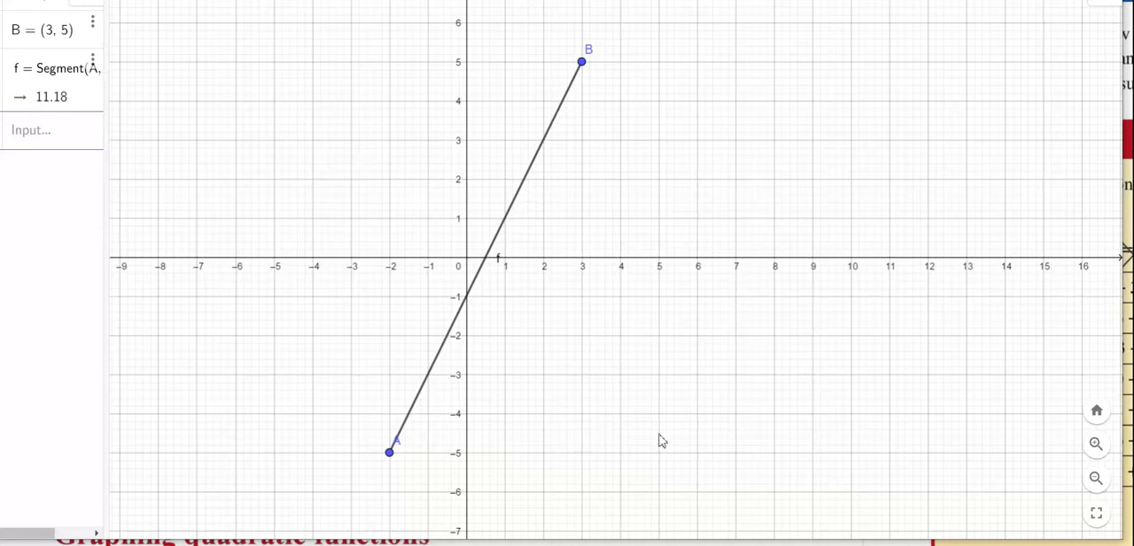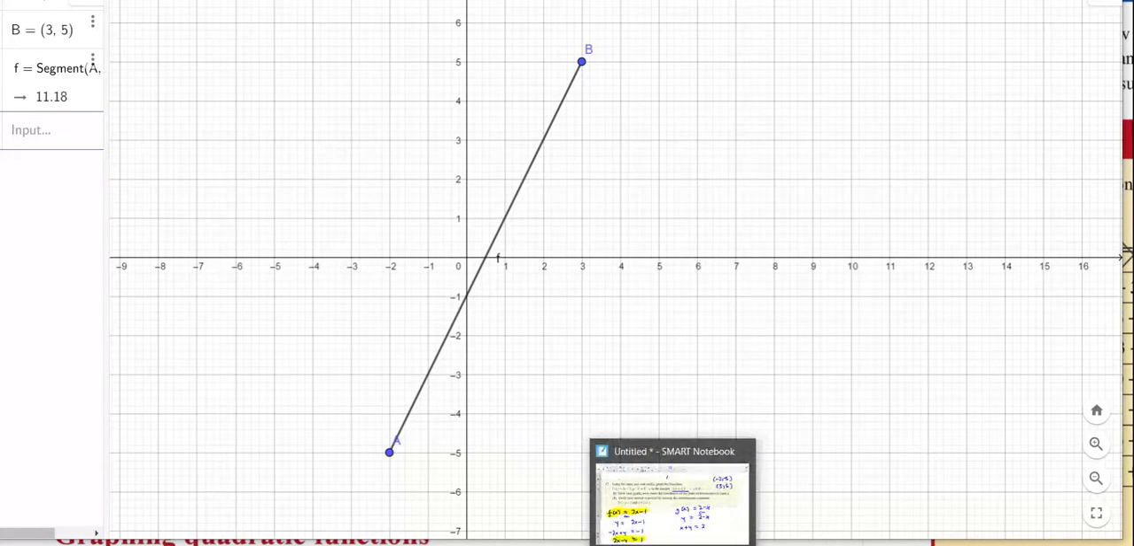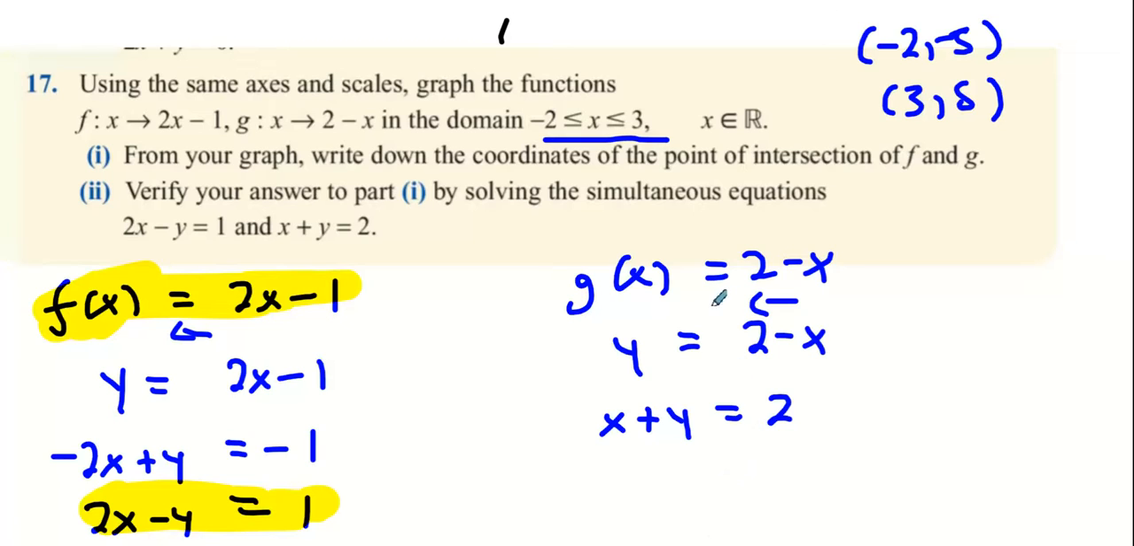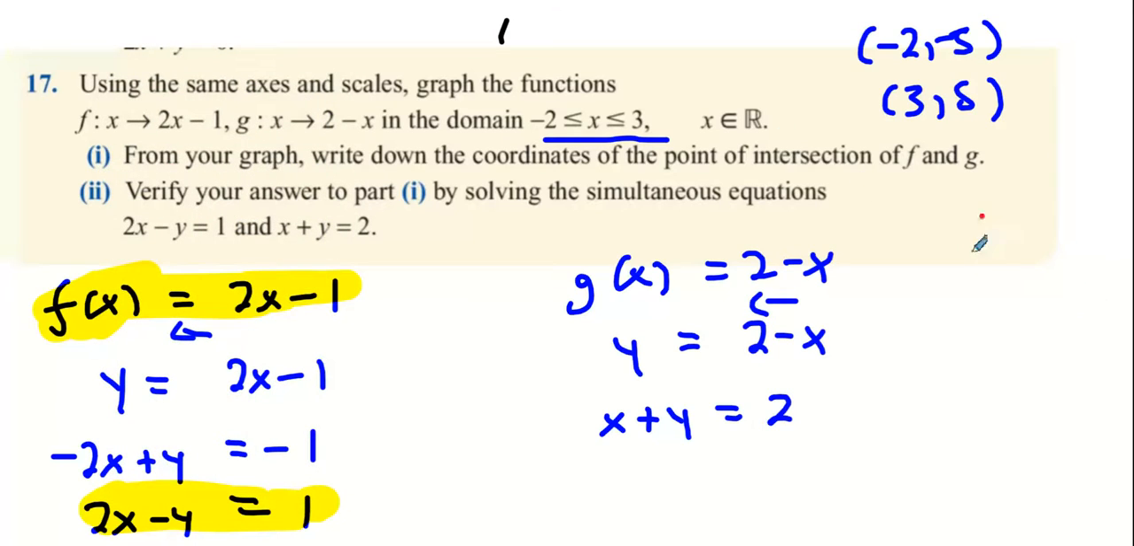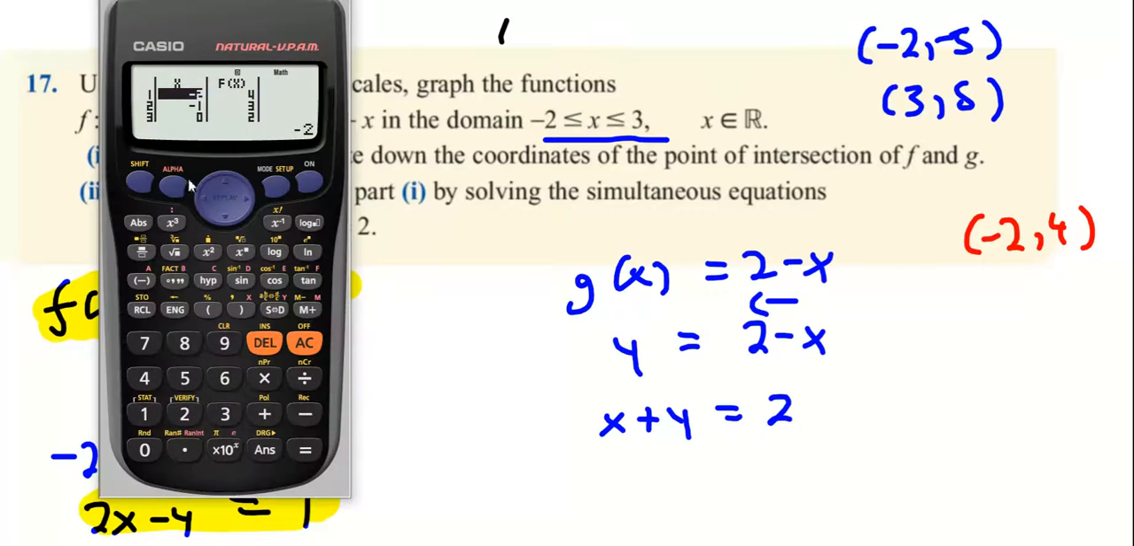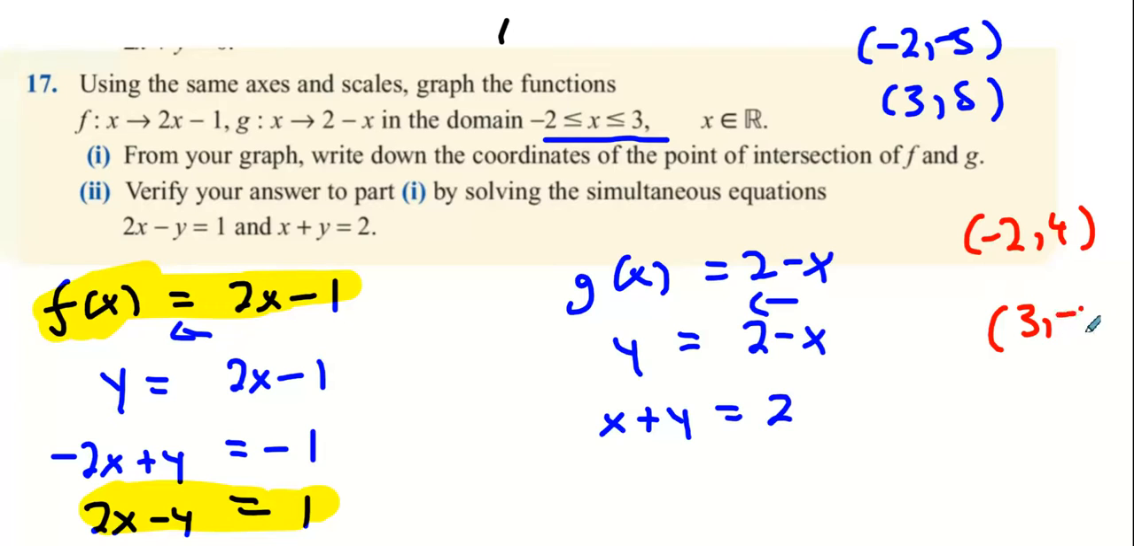Next one we're going to do is the second line, which is g of x equals 2 minus x. So we get back out the calculator. I'll just put a minus in there, 2 minus x now. Then press equal, start at -2, end at 3, step of 1. And I'm going for -2 and 4. And then the other point I'd be looking for is 3, -1.